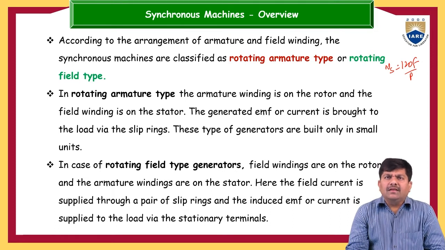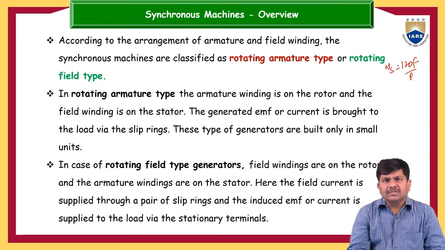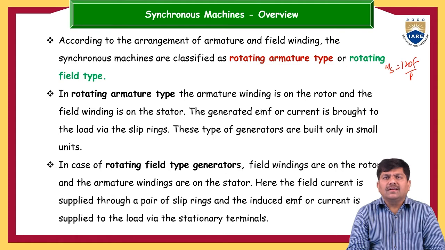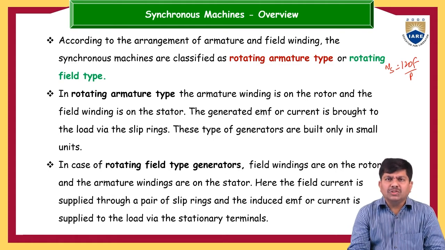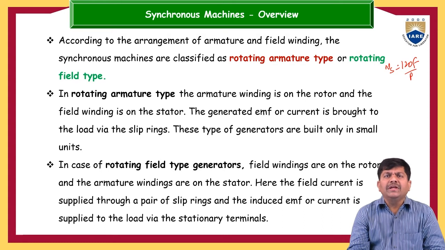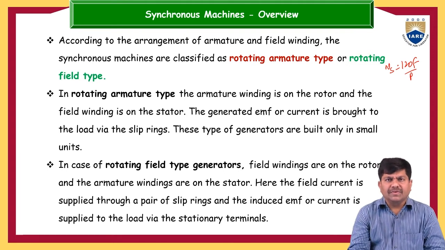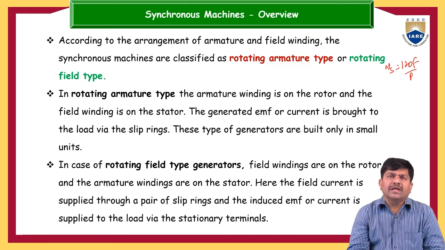Based on the requirements and the application area in which we are using these alternators, they can be classified based on the position of the armature windings and the field windings. If the field windings are kept on the stator, this is one type of classification. If instead the field windings are kept on the rotor, this is another classification. So based on these two, alternators or synchronous machines can be classified, starting with the rotating armature type. Rotating armature type means the field is placed on the stator frame, and on the rotor frame the armature conductors are placed.